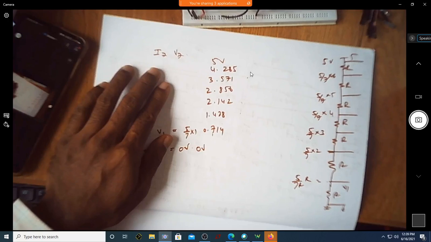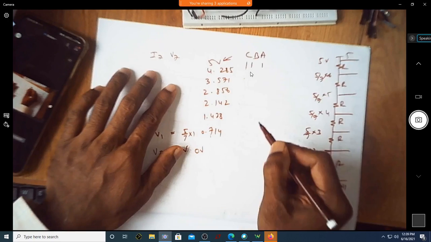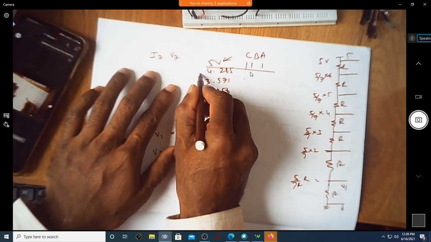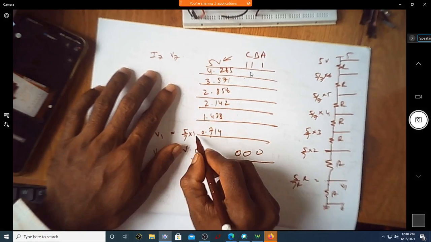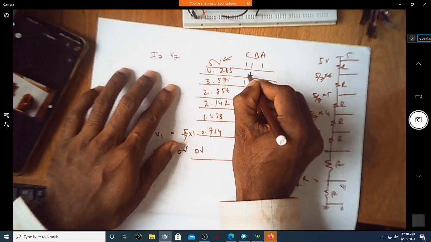Correct? Yes, sir. So I can select 5 volt if ABC is 111. Now if it is 0, 0, 0, I will be selecting this. If it is 0, 0, 1, the analog input voltage is this. If it is 0, 1, 0, it is this. If it is 0, 1, 1, 1, 0, 0, 1, 0, 1, 1, 1, 0, 1, 1.